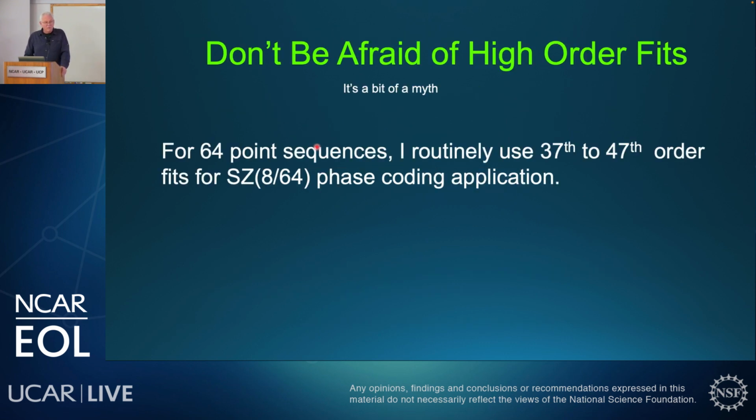So don't be afraid of higher order fits. For 64-point sequences, there's kind of a bit of a myth out there: you can't do a high order fit, it's going to become unstable, we better not do that. It's really a myth. You don't have to worry about that. A little bit when you get really high order polynomial fits, I'll talk to that in a minute. But for 64-point sequences, I typically use the 37th, 47th order. Last week, for the fun of it, I just tried a 63rd order fit to 64 data points. No problem. Matched them up.